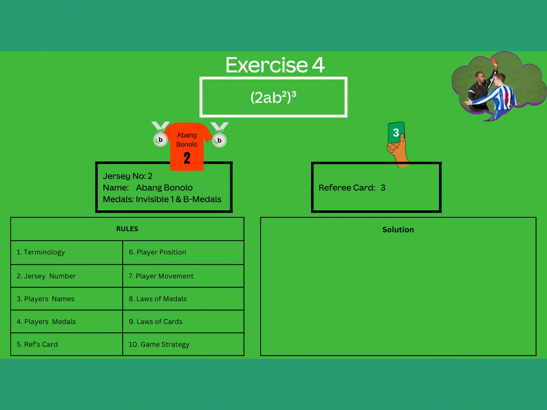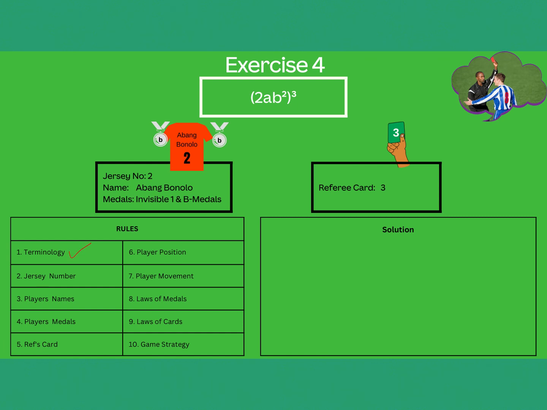Exercise 4, and going straight to our rules, starting with terminology. We have a team and we only have one player inside the brackets. Our player has a jersey number, player's name, and medals. And we also have a referee card. This is shown as the number outside the brackets.